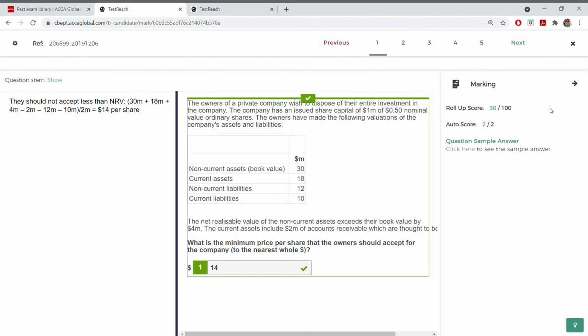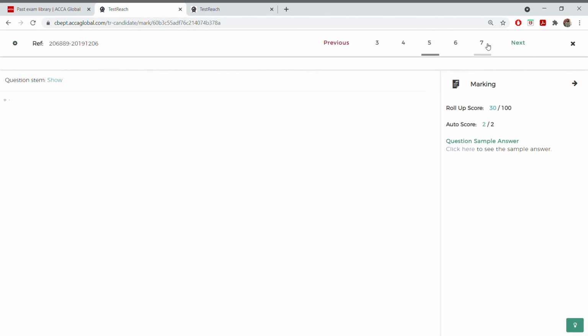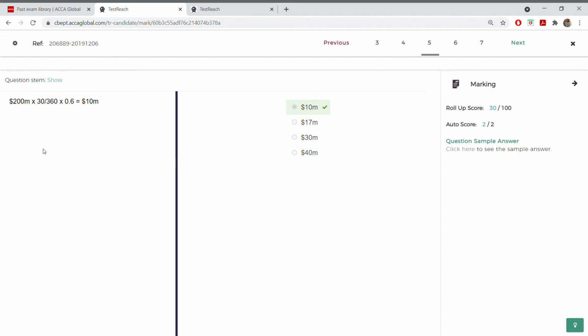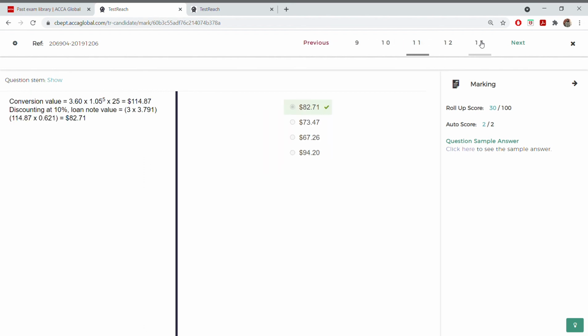All your multiple choice questions will be marked. That means all my questions are correct. You can check here and check here also how they have got. So this is how you will see it will be marked.